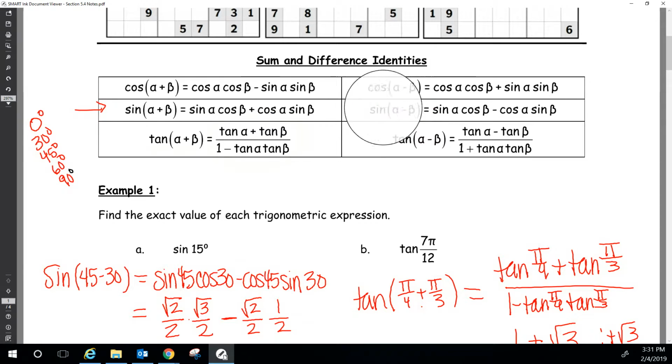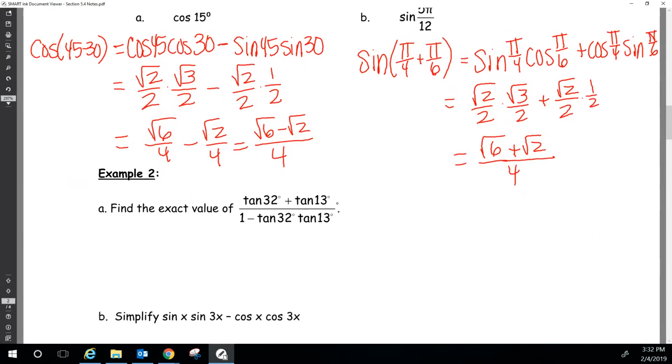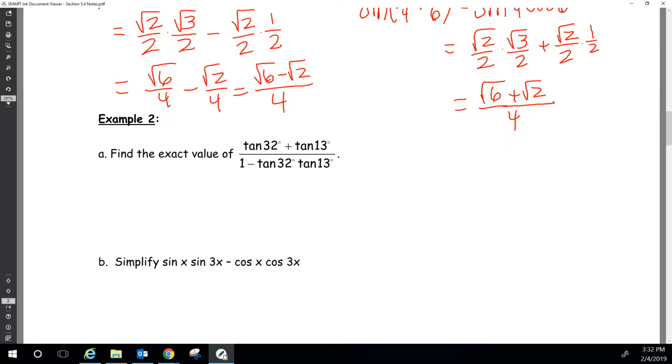Which one of the tangent ones had a positive in the numerator? That would be this one that corresponds to tan alpha plus beta. So this is the same form that we have down here in our problem, where alpha is 32 and beta is 13. So this is the same thing as tangent 32 plus 13. Wait for the board to catch up, there we go.